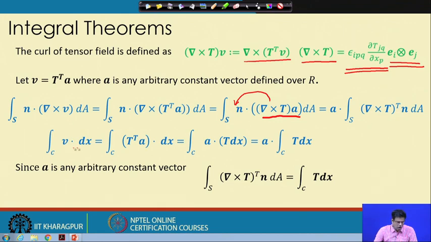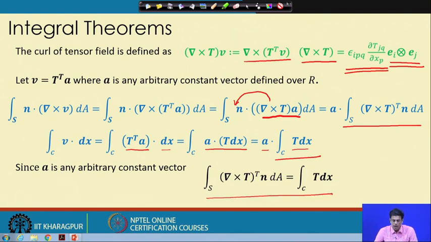Now, the contour part of the vector field, which is V dot dx. I substitute T transpose A here, so T transpose A dx. Now, A dot T dx, because I take T transpose with dx. As in the previous case, transpose of transpose will again be T. So, A dot T dx. Now, since A is arbitrary, I can say this quantity and this quantity are equal. So, this is the Stokes theorem for the tensor field.